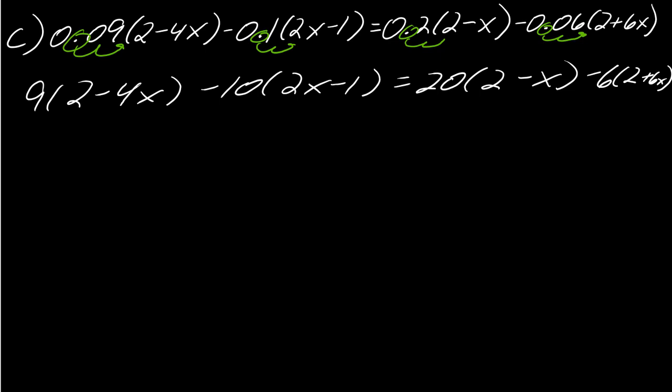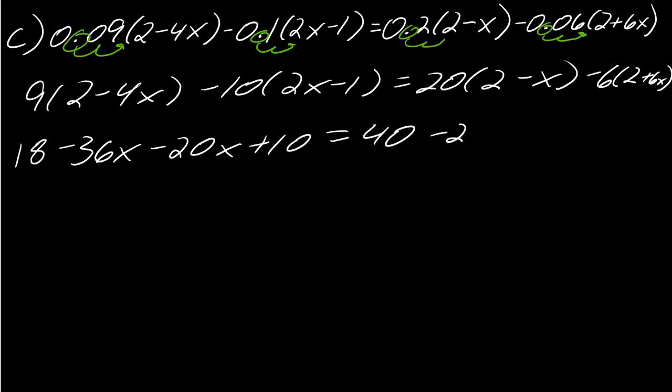Okay, so now we can start to distribute. So this will become 18 minus 36x. Now be careful with this next one. This is a negative 10. So this will be negative 20x plus 10 equals 40 minus 20x. And then again, be careful because this is a negative 6. So this will be minus 12 minus 36x.